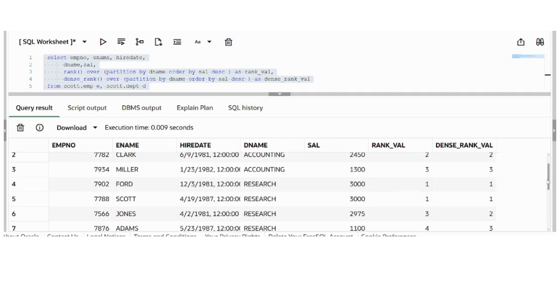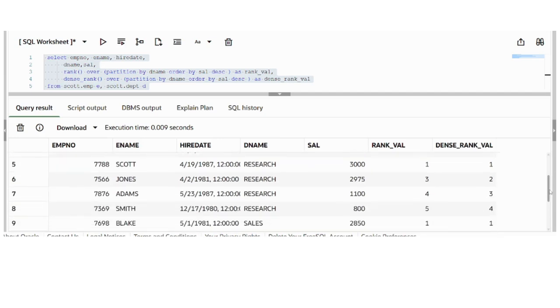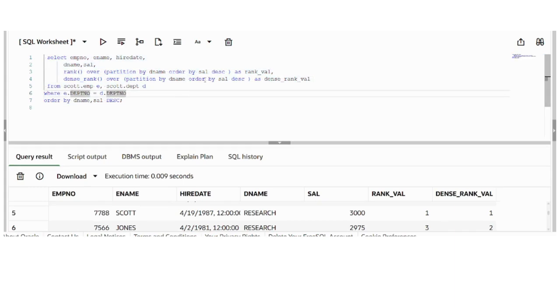So dense rank doesn't skip any number. That's the difference between rank and dense rank. The rest is all the same. So here you are doing the ordering by salary descending.